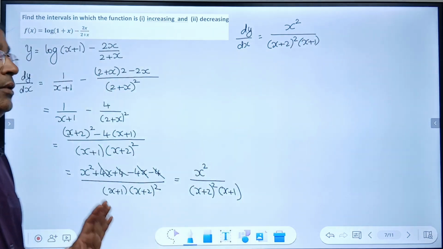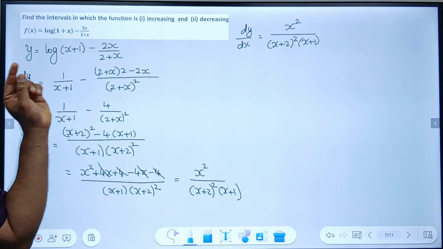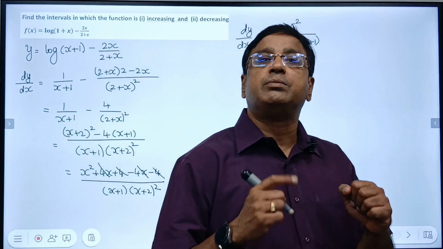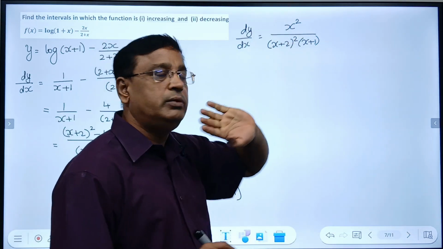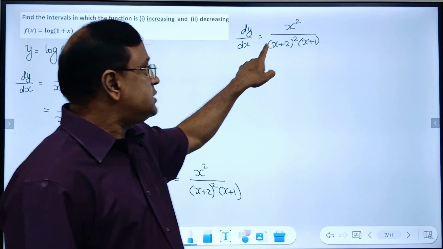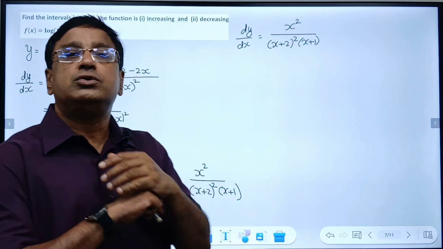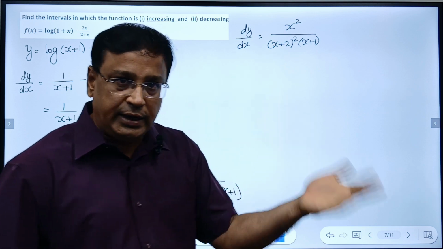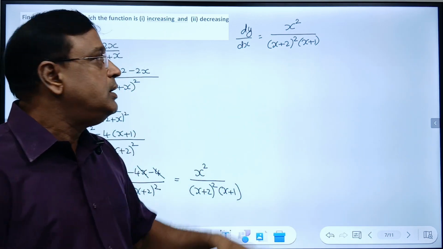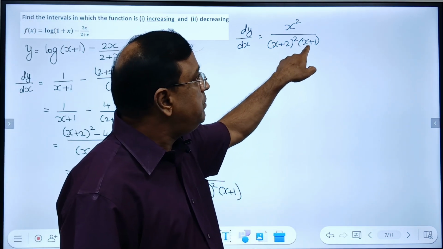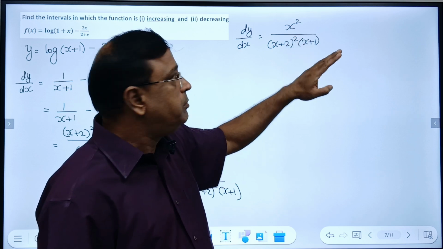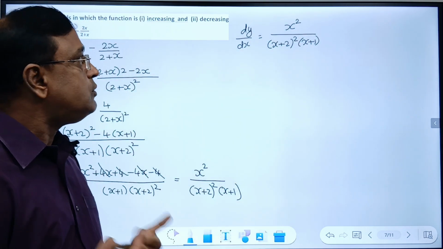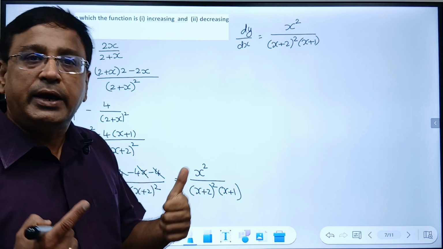Done. Now very important, listen to the argument very carefully. You all know x square is always positive. X plus 2 whole square is also positive. Correct? So dy by dx is going to be negative or positive, will be determined only by x plus 1. Yes? Because x square and (x plus 2) whole square is always positive. So the nature of dy by dx will be determined only by x plus 1.